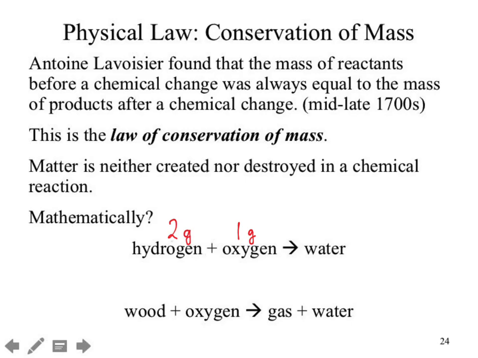What does the law of conservation of mass say? Mass is neither created nor destroyed. So through a chemical reaction, I cannot create more mass and I cannot lose mass. So it'd be 3, which means the mass of water at the end of this has to be 3 grams. That's the law of conservation of mass. That's all it's saying.